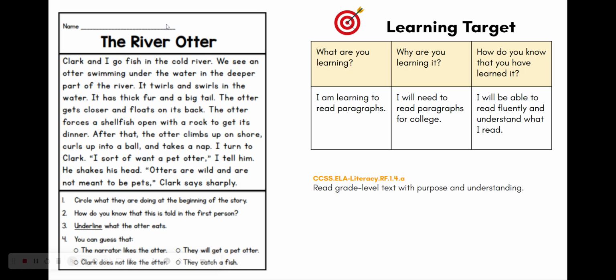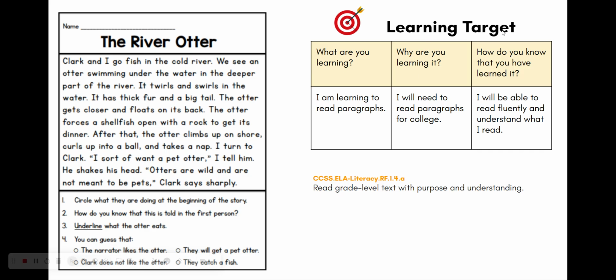Okay, and as you're writing your name here, I want to remind you that anytime I'm going too quickly in this video, just pause it as many times as you need. Pause. Okay, so this is called the River Otter.